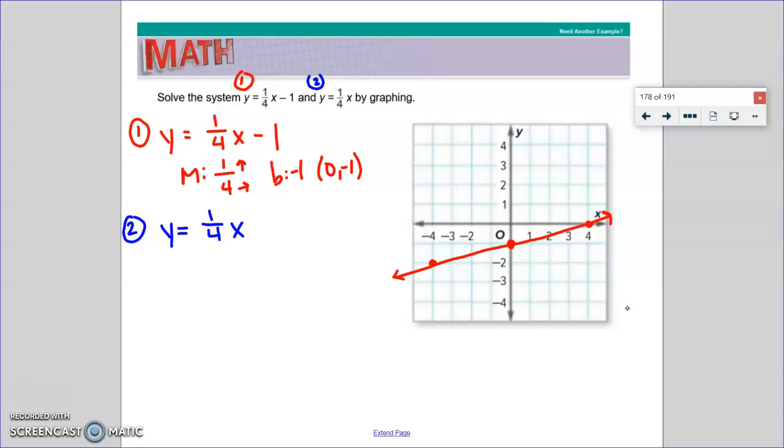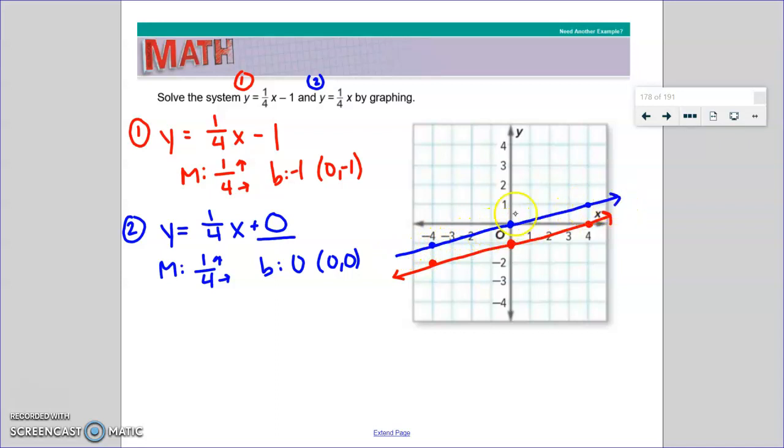Now, I noticed that it looks like my slope-intercept form, but we are missing a b. Remember, when we don't see a number in place of our b, our y-intercept is actually just 0. So looking at our slope, we have the same slope and a y-intercept of 0, or in this case, the origin. So I can go up 1 and over 4, down 1 and over 4, and we notice that we end up having a set of parallel lines. So this would be a no solution because it doesn't share any points.